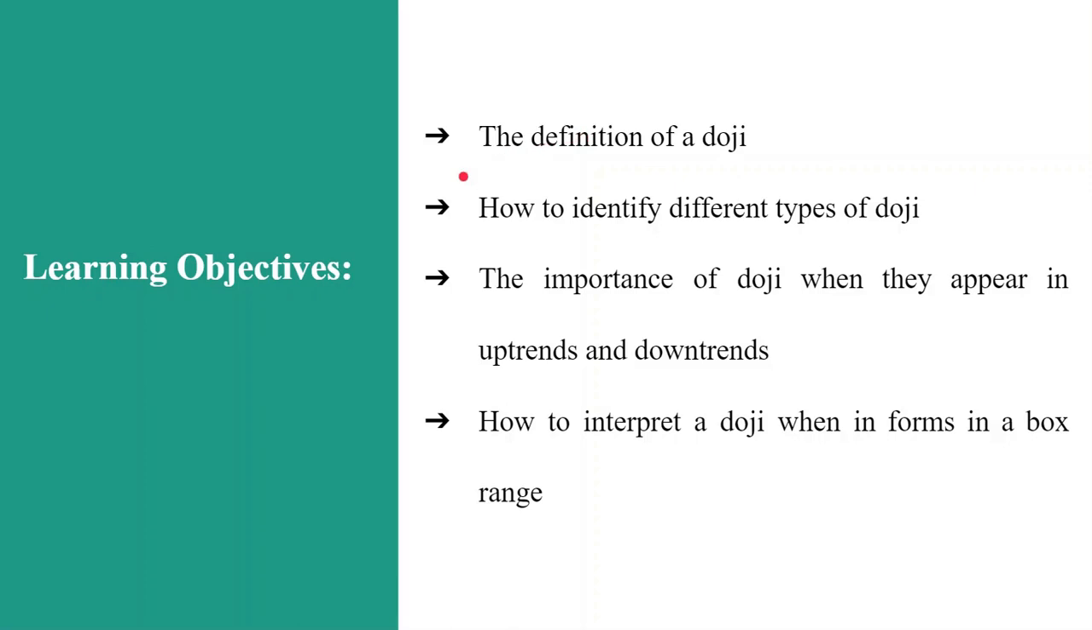So in this episode, you are going to learn these points. You will learn the definition of a doji candle, how to identify different types of doji. You will learn about the importance of doji when they appear in an uptrend or downtrend. And also, you will learn how to interpret a doji when it forms in a box range.